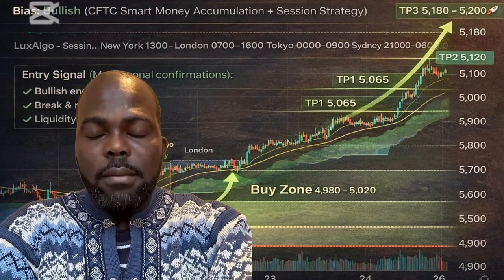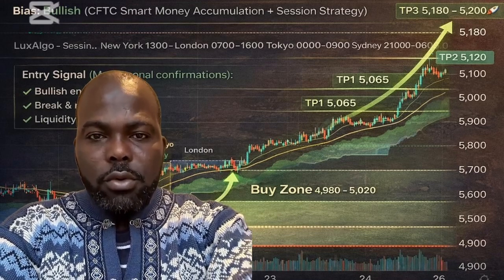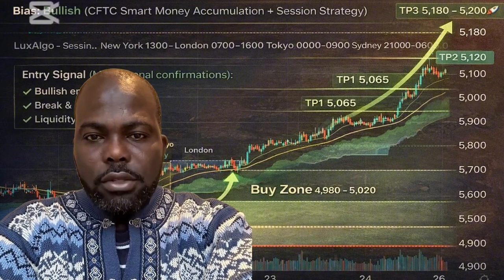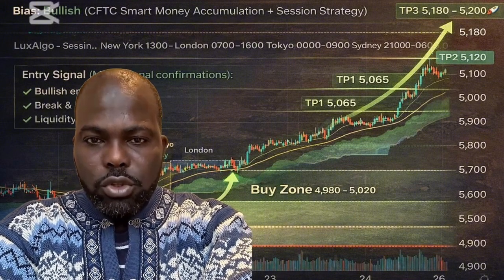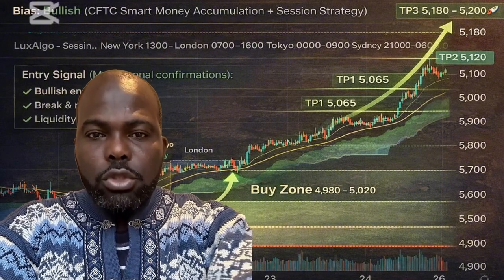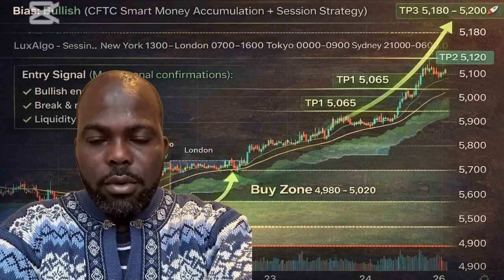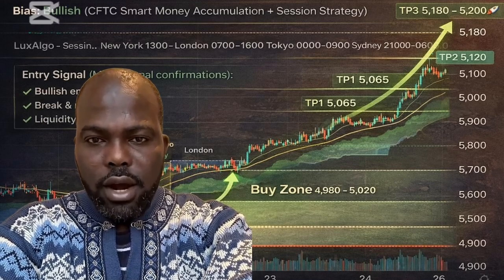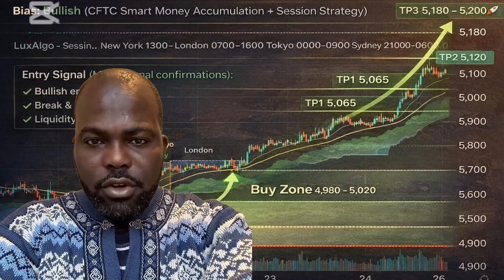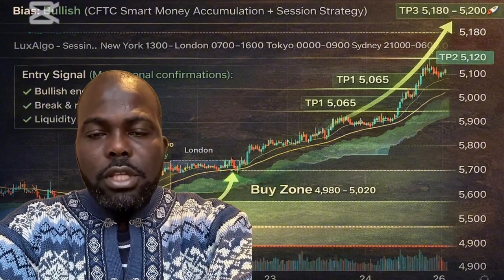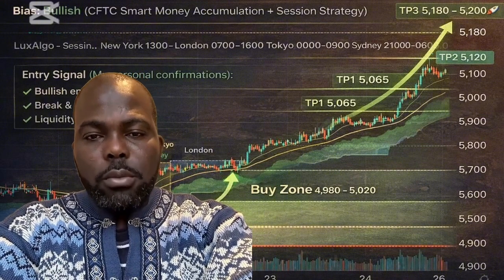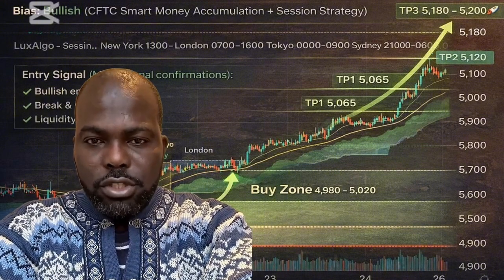Let's talk about risk management because entries without risk control will destroy your account. When you buy from a support zone, your stop loss should be placed below the support zone, not inside it. If your stop loss is inside the zone, normal market noise can take you out even if your idea is correct. When you sell from resistance, your stop loss should be placed above the resistance zone for the same reason.